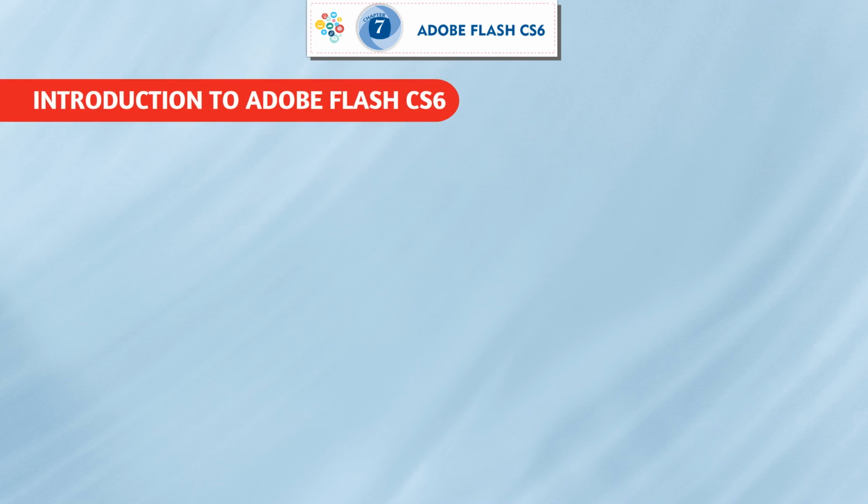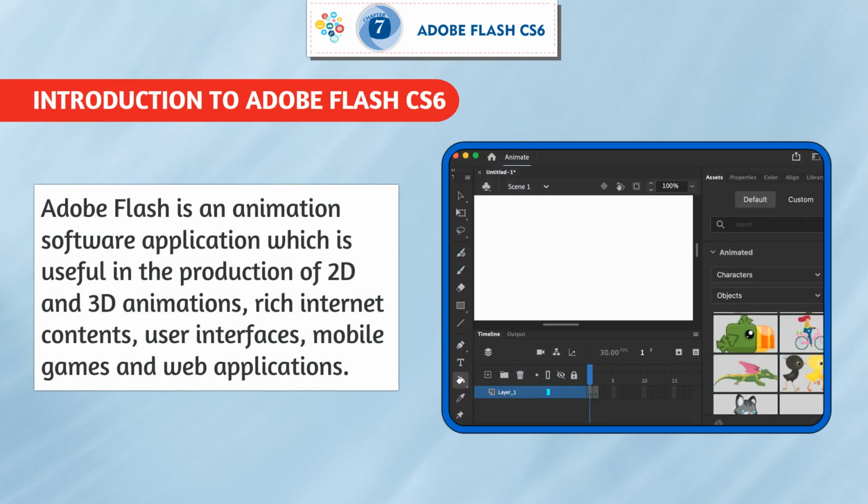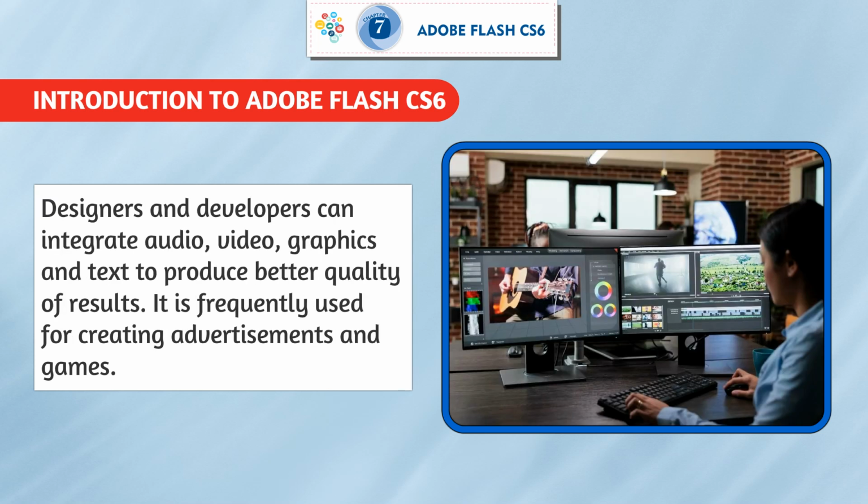Introduction to Adobe Flash CS6. Adobe Flash is an animation software application which is useful in the production of 2D and 3D animations, rich internet contents, user interfaces, mobile games and web applications. Designers and developers can integrate audio, video, graphics and text to produce better quality of results. It is frequently used for creating advertisements and games.